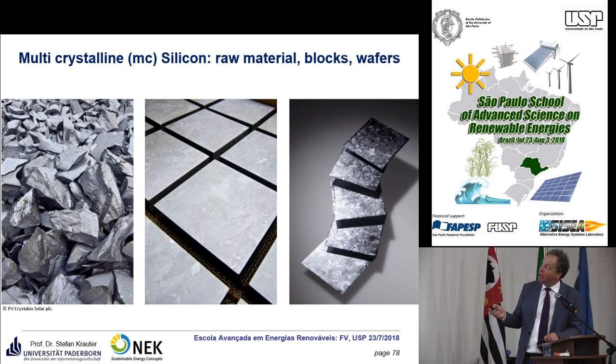And the main idea was to insulate these different areas from each other, so that there is no current interference between them. This was achieved in the last years, and therefore these so-called multicrystalline solar cells have almost the same efficiency as the mono or single crystalline solar cells. They are even cheaper to produce.